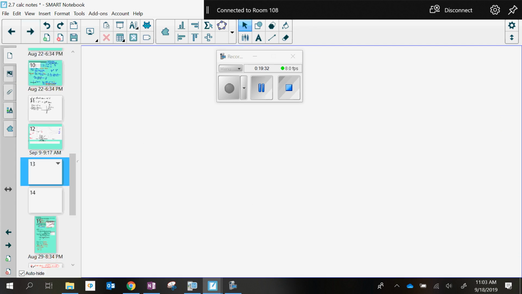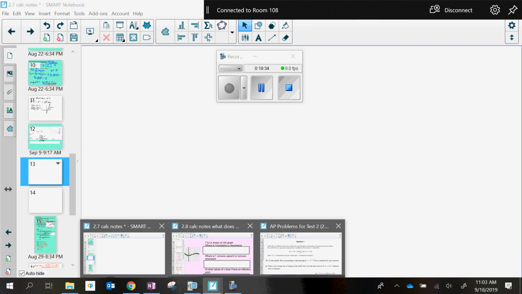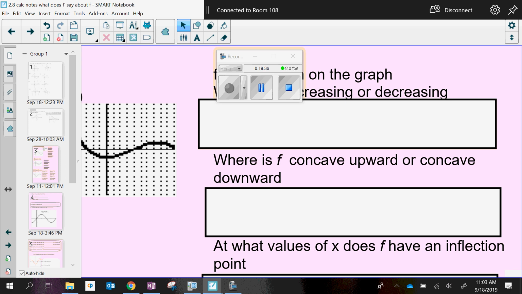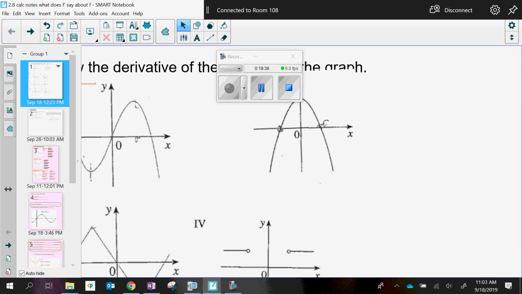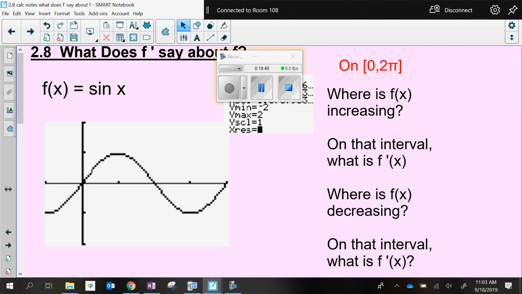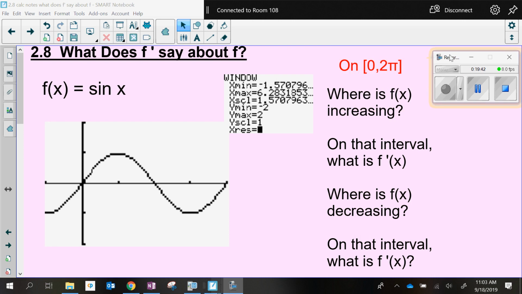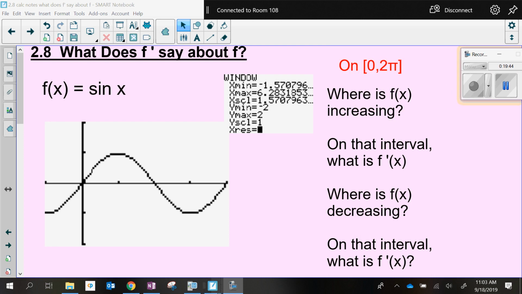Okay, we're done with 2-7. Let's move on. You guys should have 2-8. It's in pink there. There's a lot of graphing, but it's just graphed. Let's look at it. You don't have to put it in your calculator if you want. My window is right here. Just mark your graph 0 to 2 pi.